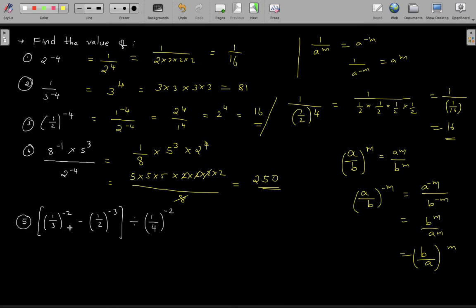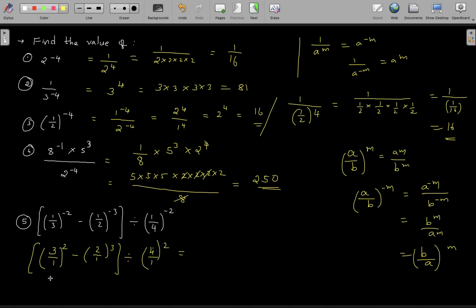Let us look at the fifth problem. We have 1 by 3 raised to the power negative 2 minus 1 by 2 raised to the power negative 3, divided by 1 by 4 raised to the power negative 2. As we have discussed here, a by b raised to the power negative m is b by a raised to the power positive m. So 1 by 3 raised to the power negative 2 must be 3 by 1 raised to the power positive 2, minus 1 by 2 raised to the power negative 3 must be 2 by 1 raised to the power positive 3. This whole thing is divided by 1 by 4 raised to the power negative 2, which is 4 by 1 raised to the power positive 2.